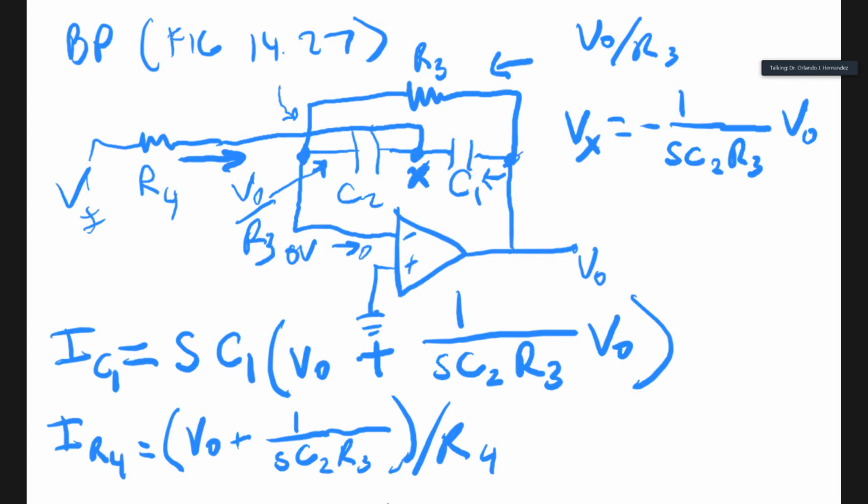So now I have these two equations that I can use to come up with the transfer function, because this is also a current node over here, and I know what the current is here, and I know what the current is over here, okay? And I know what the current is over here, so I can put all that together as a nodal analysis equation to come up with a transfer function of VO over VIN.